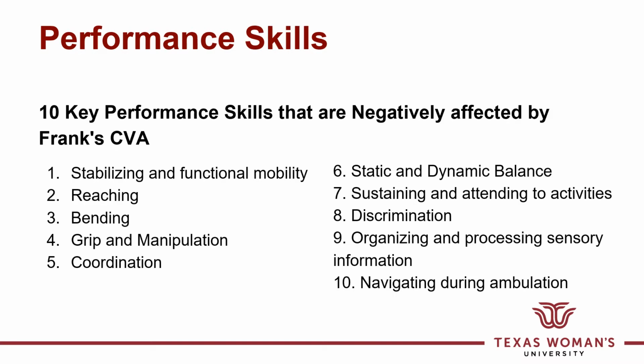Now I will move on to the 10 key performance skills that are negatively affecting Frank and his participation in his occupations due to his injury. He has difficulty with stabilizing, reaching, bending, gripping, and manipulation, as well as coordination, specifically in his upper extremity on his left side, and also difficulty with his static and dynamic balance, sustaining and attending to activities, discrimination between objects and items, and organizing, processing sensory information, as well as navigating during ambulation.